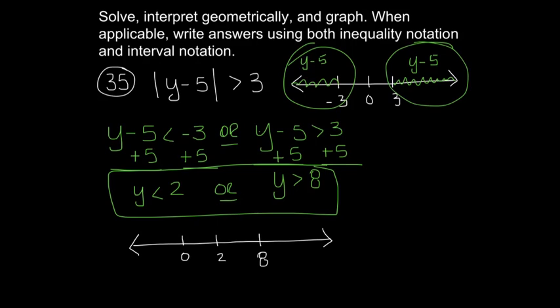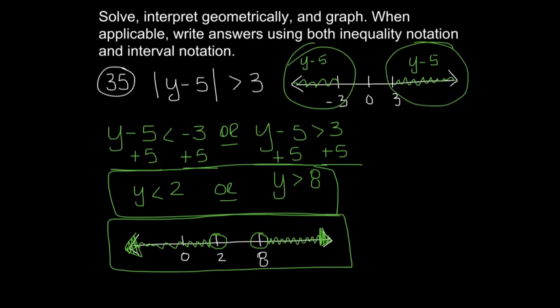If I graph y is less than 2, that would be everything to the left of 2, and I put that open circle on 2. Or if I graph everything greater than 8, the open circle goes on the 8, and I graph everything to the right. So there's my solution on the graph.